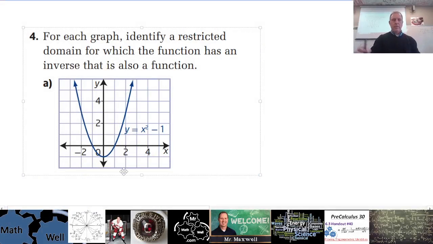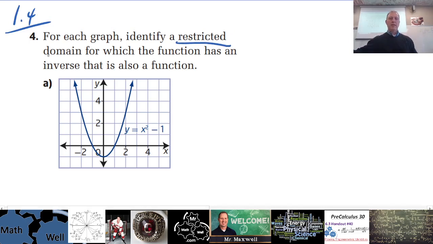So 1.4 number 4, basically what this question is asking is, if you take a look at this graph, what is the restricted domain? So that is, what values of x should you consider if the function also has an inverse that is a function.